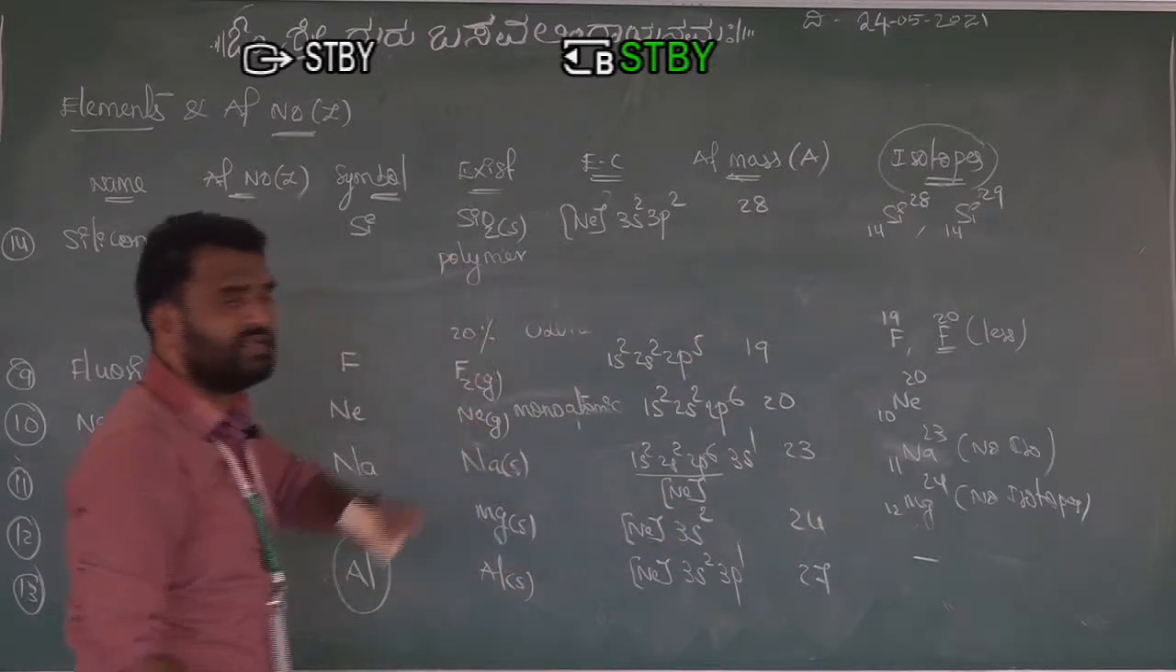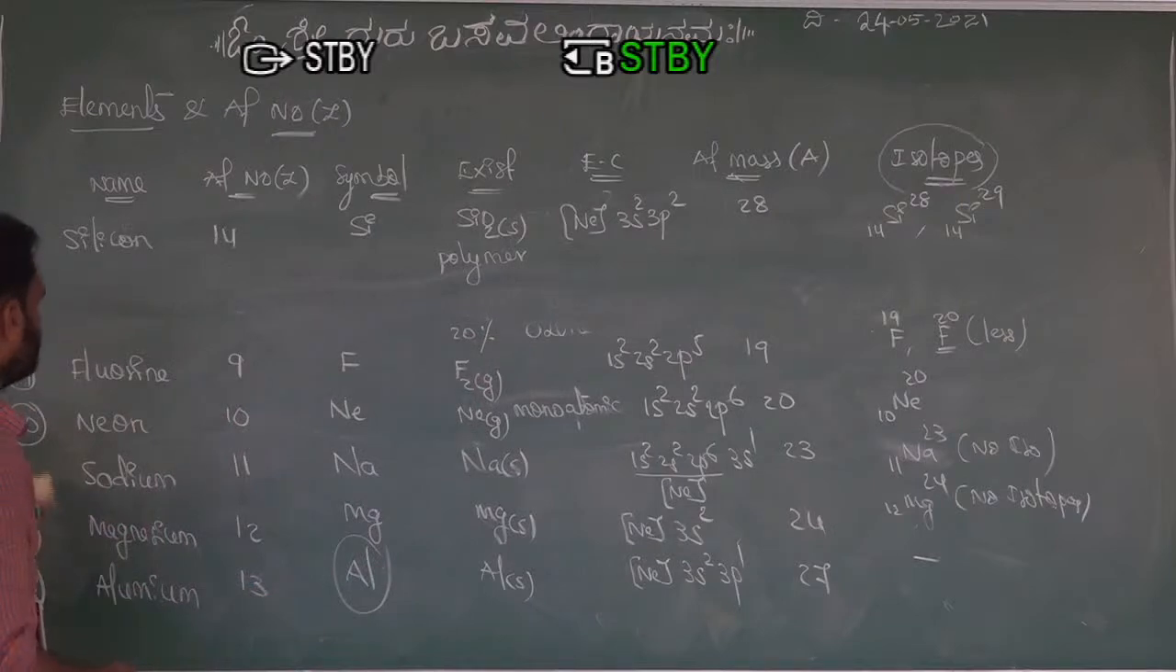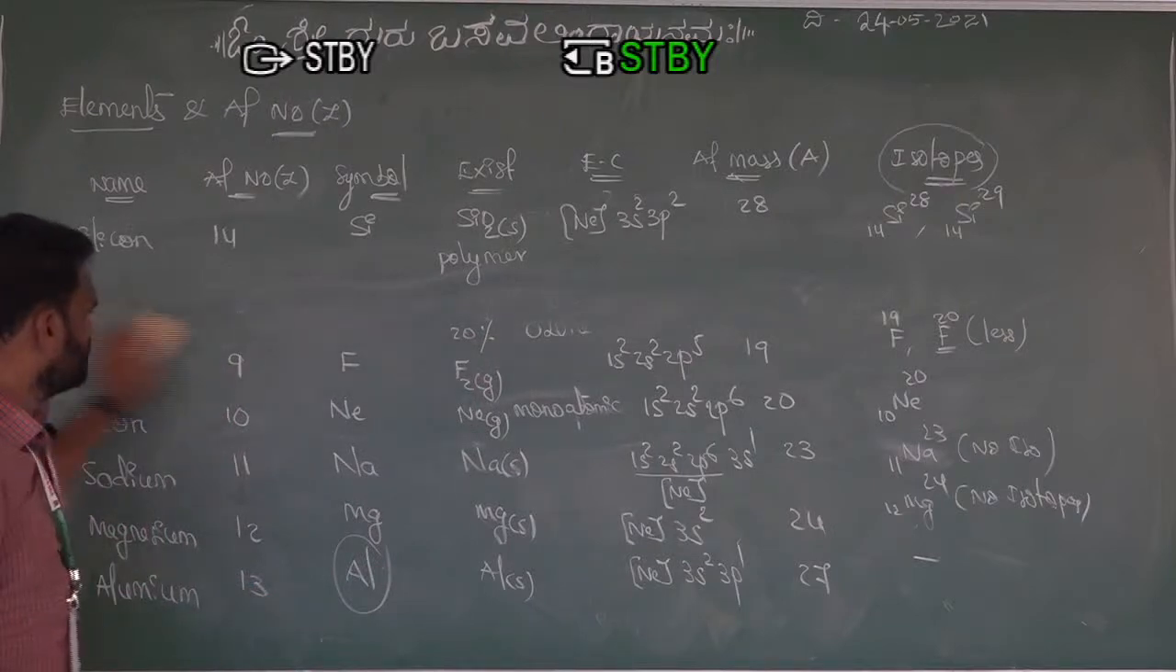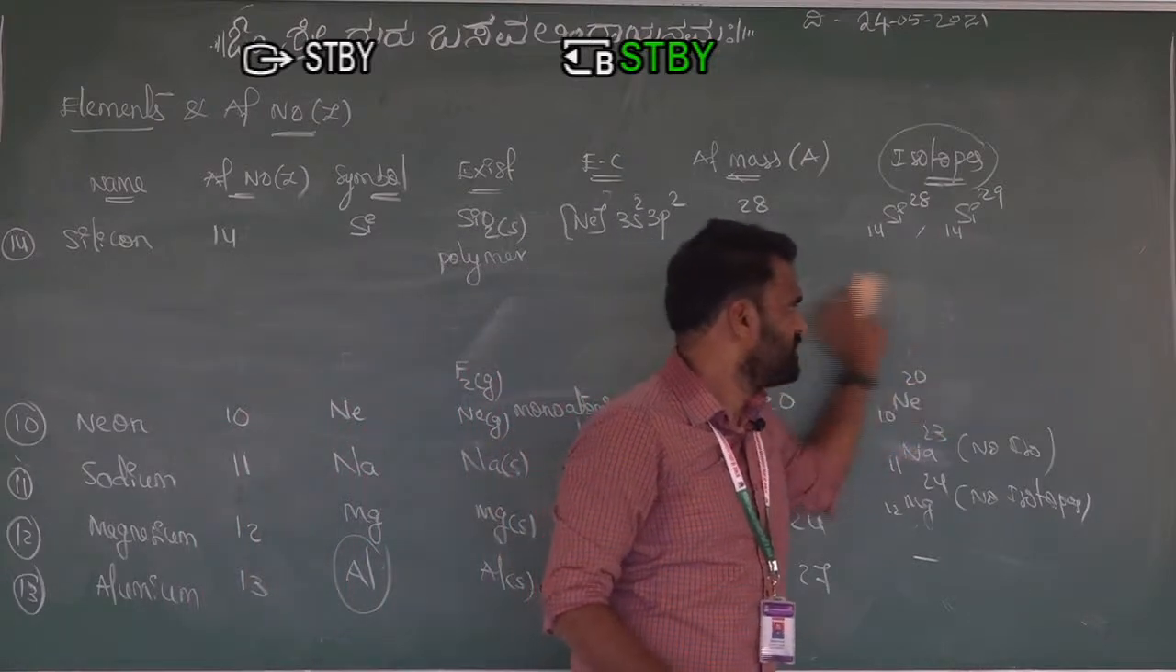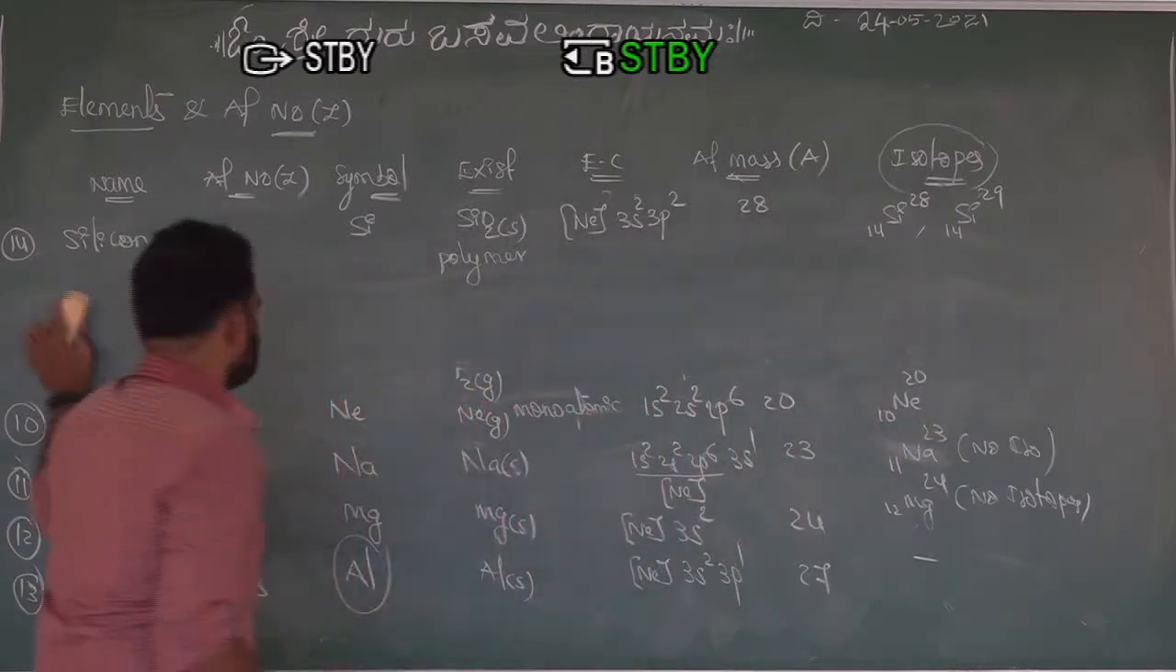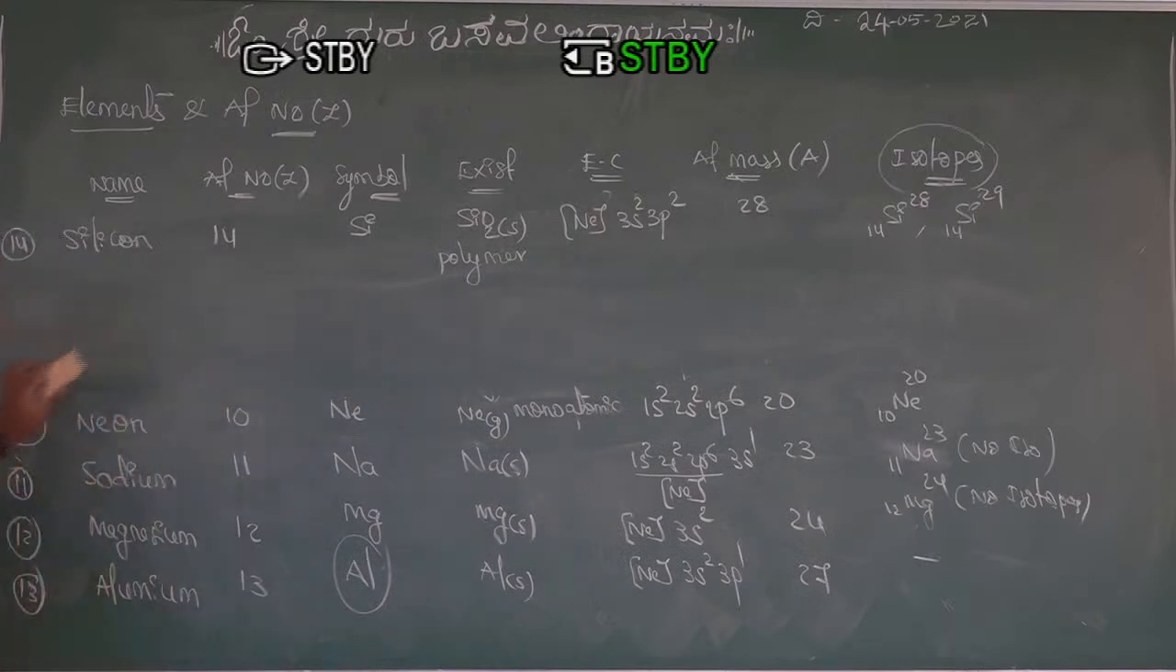Okay, this is the importance of silica. Next, phosphorus, atomic number 15. What is the importance of phosphorus? What is the specialty of phosphorus? So you should know the nature of the element and its importance.